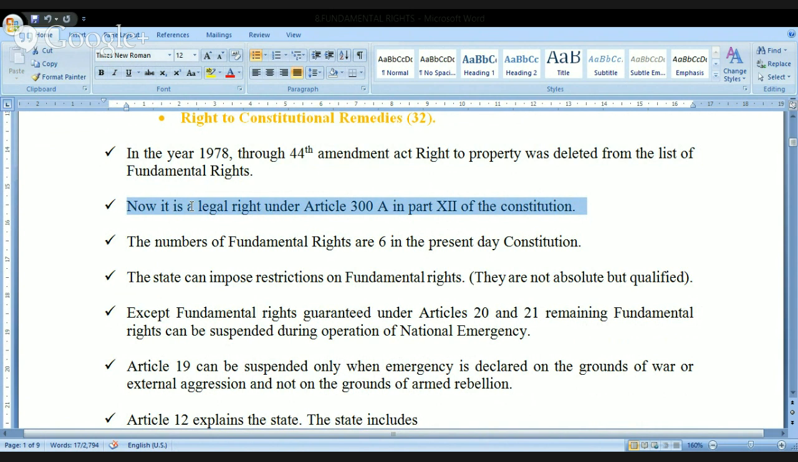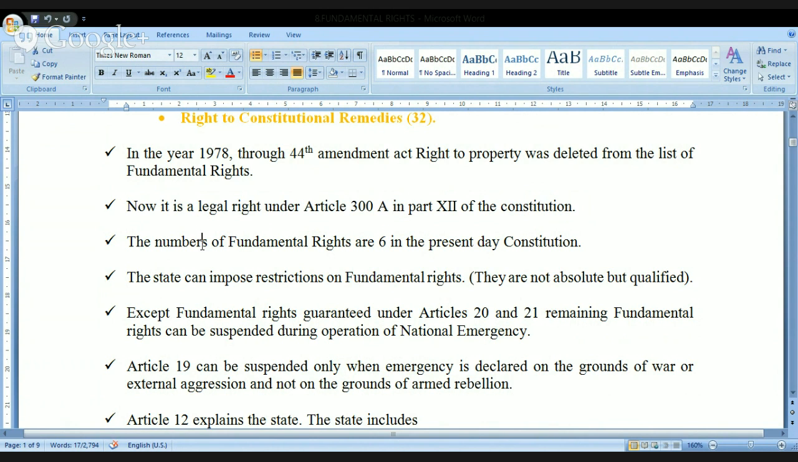Meaning this right to property is still available, but not as a fundamental right, but as a legal right that is available under Article 300A, which is a part of Part 12 of the Indian Constitution. Look at this.